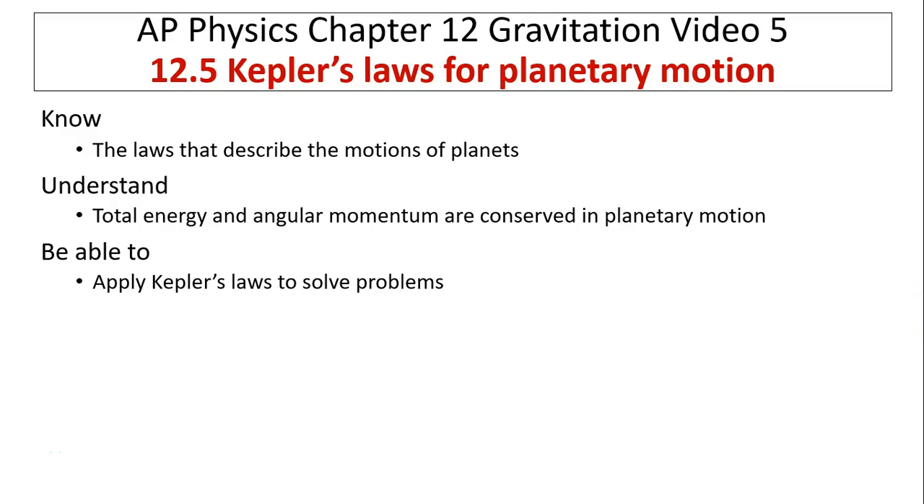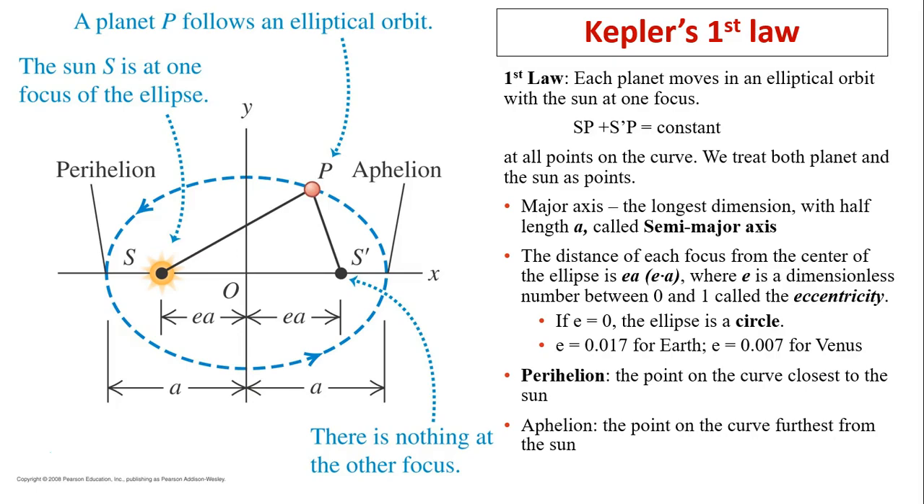This is AP Physics Chapter 12, Gravitation, Video 5. Today's topic is Kepler's laws for planetary motion. The objectives are: know the laws that describe the motion of planets, understand total energy and angular momentum are conserved in planetary motion, and be able to apply Kepler's laws to solve problems.